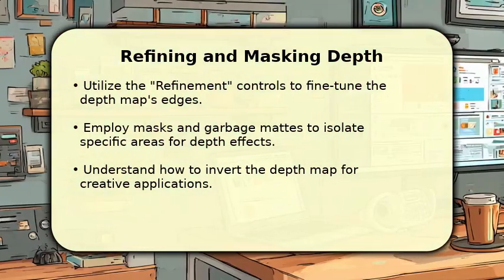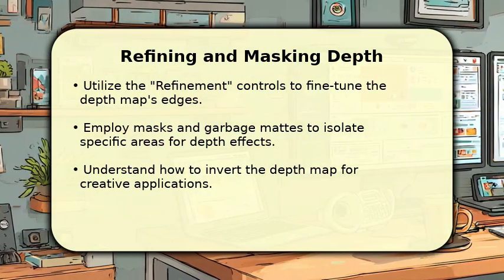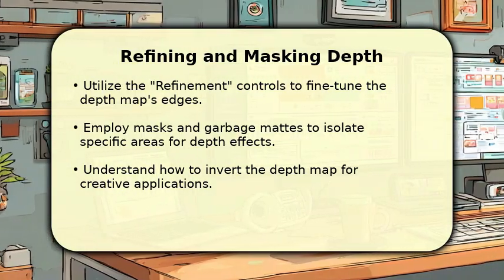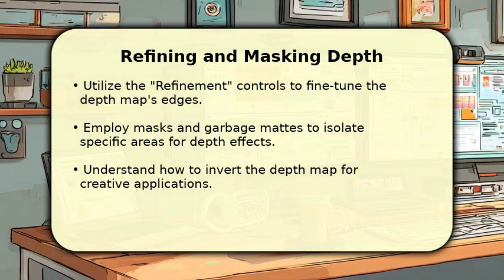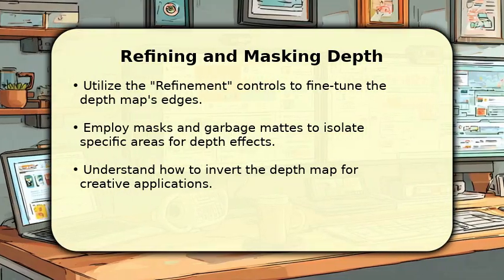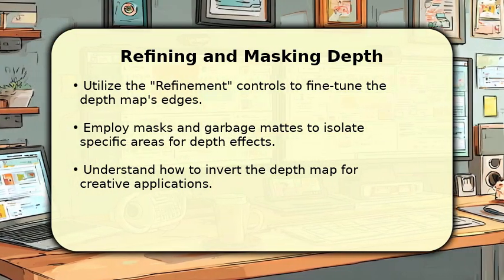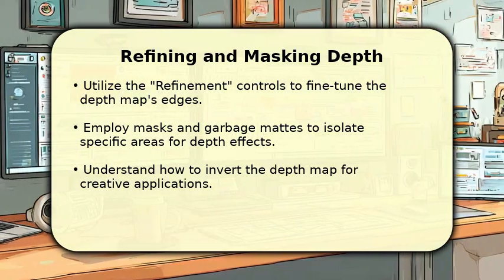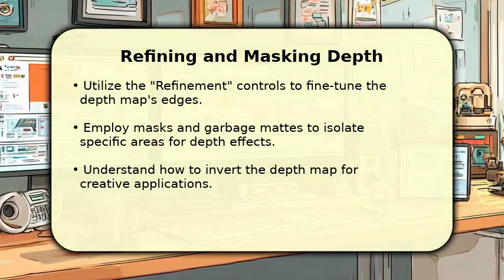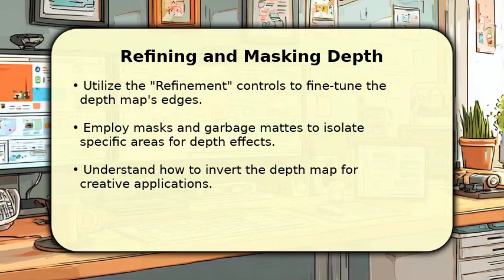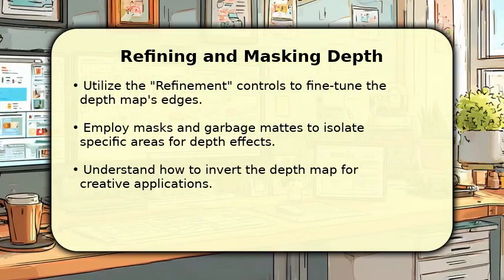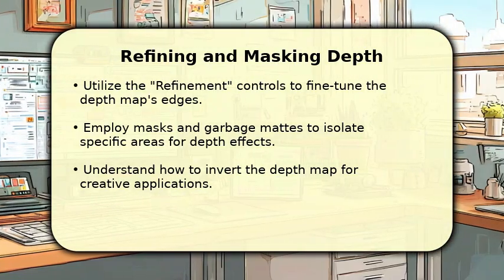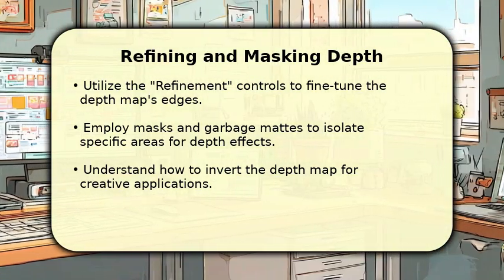To refine your depth map, utilize the refinement controls. Adjust parameters like smoothness and edge detection to clean up any jagged edges or inaccuracies. For precise control, you can draw masks around specific objects to include or exclude them from the depth calculation. This allows you to isolate elements, ensuring your depth effects are applied exactly where you intend. Experiment with inverting the map for unique visual styles, adding another layer of creative flexibility.